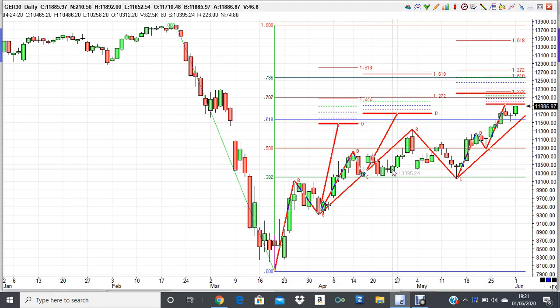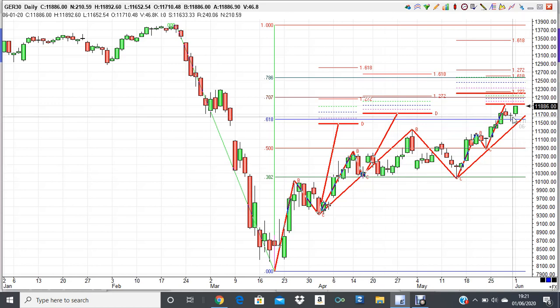Good evening, folks. This is Monday evening here in the UK. It's just coming up to 20 past 7 in the evening, or just past. There's about an hour and 40 minutes of the US session to go. And this is a chart of the German DAX.